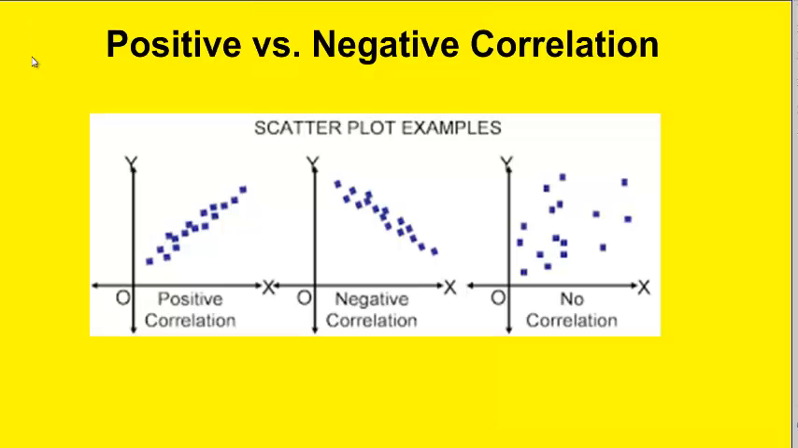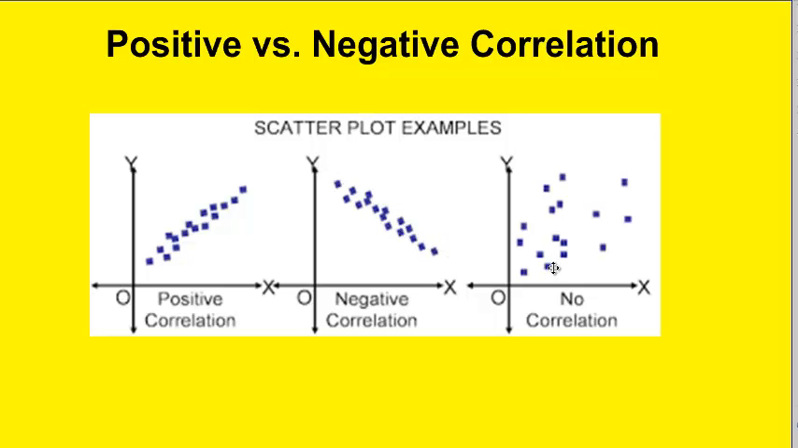The first thing we want to look at is positive versus negative correlations. A positive correlation is one where as the x value increases, the y value increases. So the data will trend up and to the right. A negative correlation is as the x value increases, the y value decreases. So the data trends down and to the right.